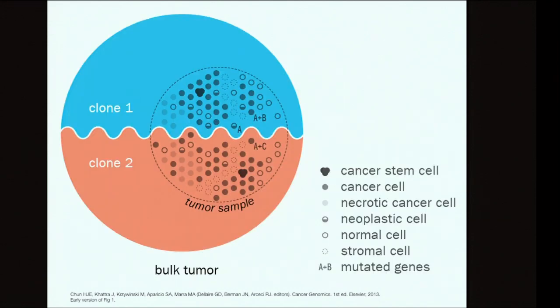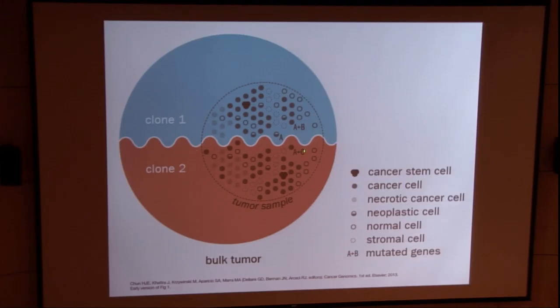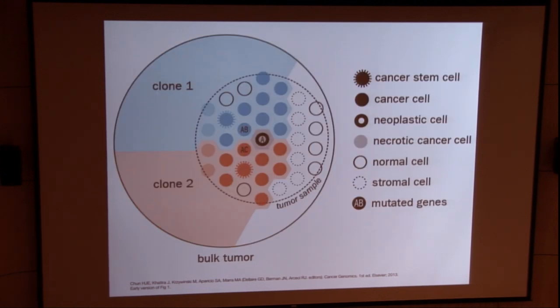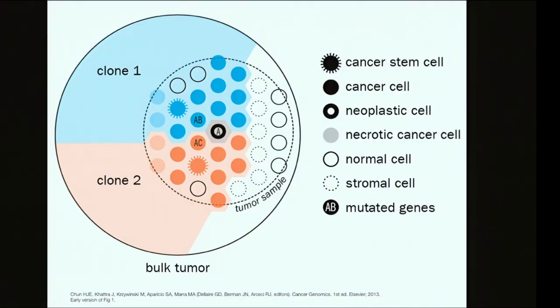I said, well, I think we can kind of show all of these shapes in one. We can say, here's the tumor, here's the sample, and the tumor is made up of, say, two clones. And when we sample the tumor, we get a bit of clone one and a bit of clone two. And within these clones, you have different kinds of cells. And I thought, well, we don't need to show that many cells. We can get by with fewer cells.